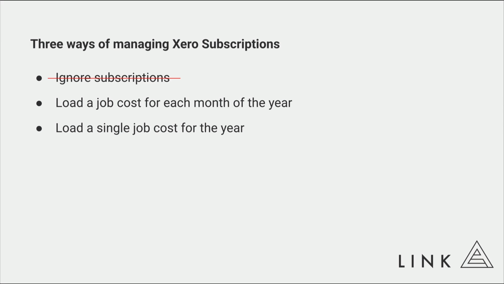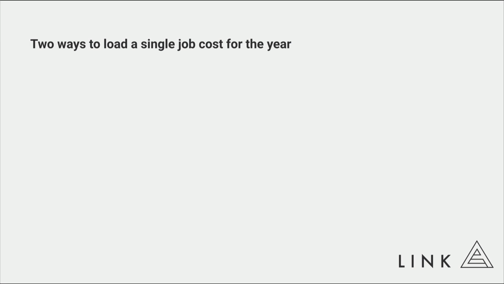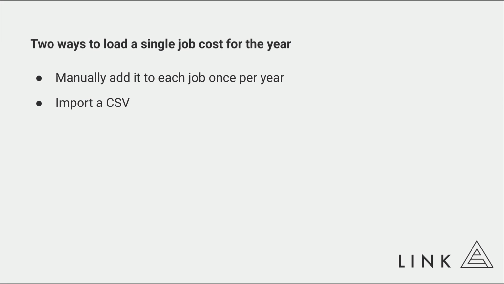This leaves us with the last approach: load a single job cost for the year. This approach doesn't treat WIP as well as the previous approach, but it does avoid potentially creating a mess at scale, which is why it's the preferred option. There are two ways to approach loading a single cost on the job. You can manually add it to the job once per year, or you can import it via a CSV. Importing a CSV in this instance isn't as dangerous as the previous method because we're not dealing with such a high volume of data. So if things go wrong, it's a lot easier to fix up.